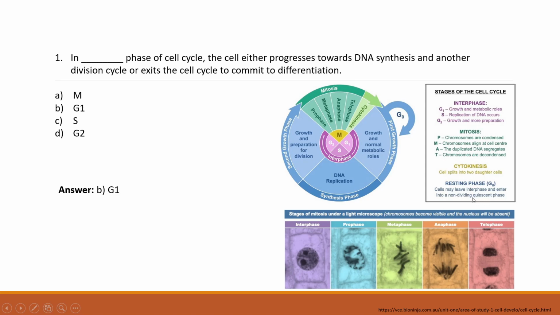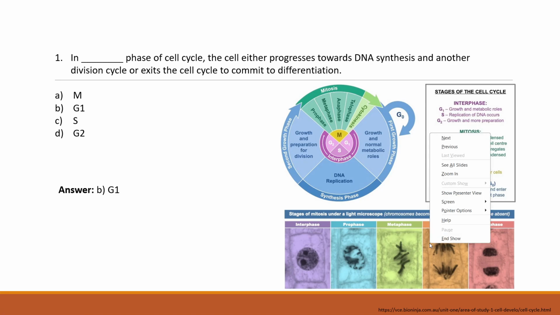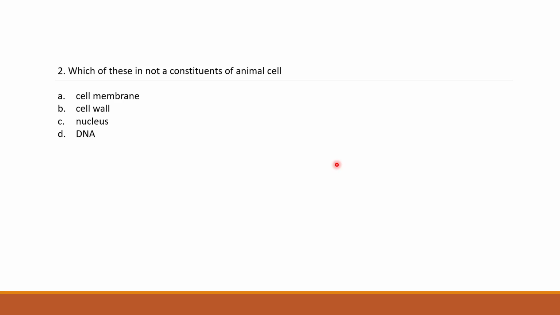It's a non-dividing phase, and this is how your nucleus looks in interphase, and then this is how it condenses in prophase, and then forms a metaphase plate. And then it is pulled to the opposite sides in the anaphase, and then karyokinesis, and then cytokinesis.